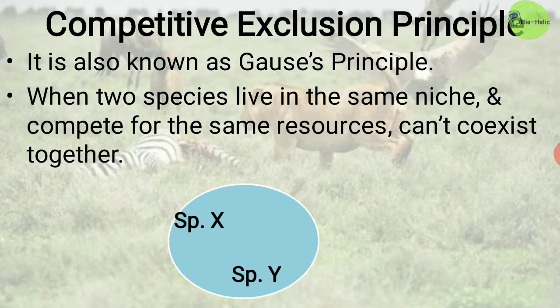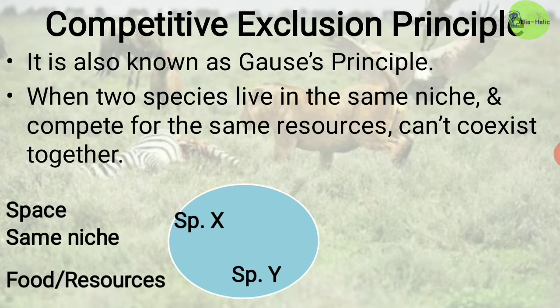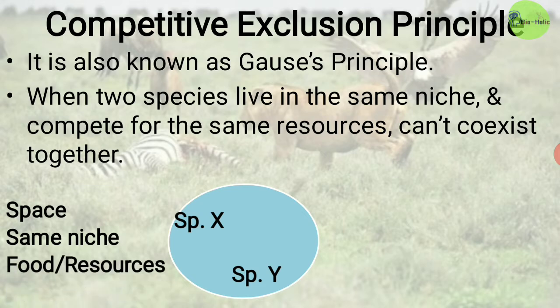And competition can occur due to three main or strong reasons. So the first reason is space, and the second reason is same niche, and the third and most important reason is food or resources. Okay, so they cannot live with each other at the same time. Then the weak one has to be excluded from that area, that means from that overlapping area. Now what is the overlapping area?